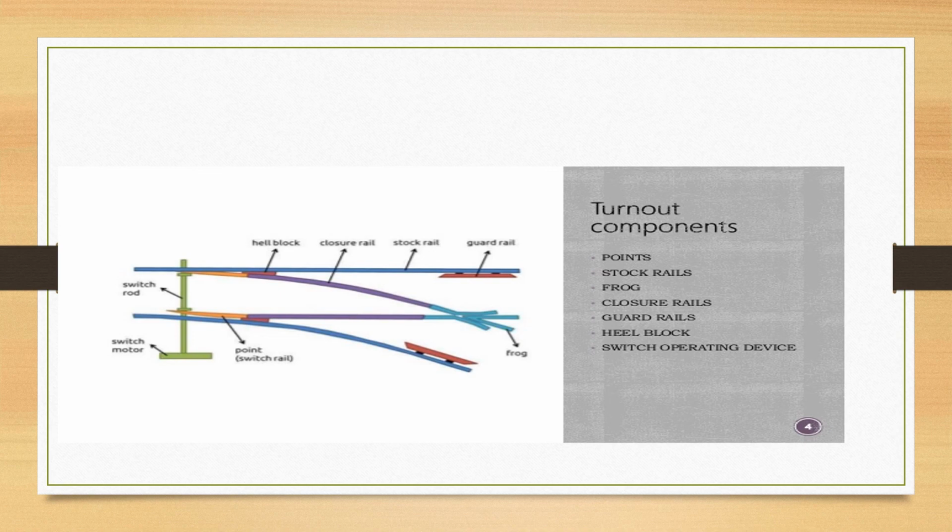Switch tie plate. The plate is provided below the slide chairs to hold the track rigidly to the definite gauge at the toe of switches.